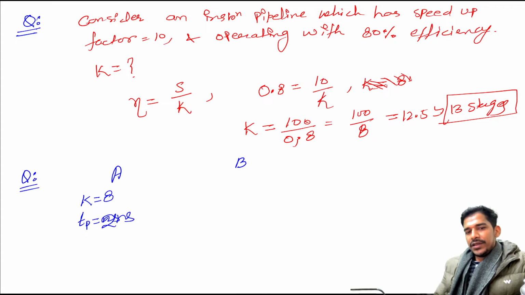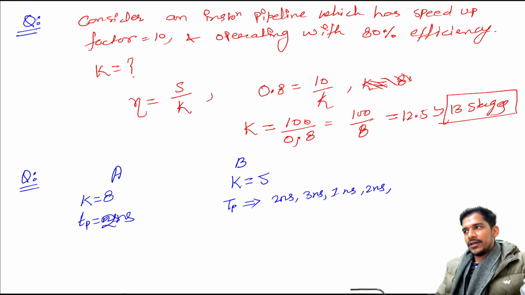And we have B, in which the number of stages is 5, and it is non-uniform delay. Non-uniform delay means every stage is taking a different time. For example, stage 1 is taking 2 nanoseconds, second is taking 3 nanoseconds, then 1 nanosecond, 2 nanoseconds, and 2 nanoseconds.